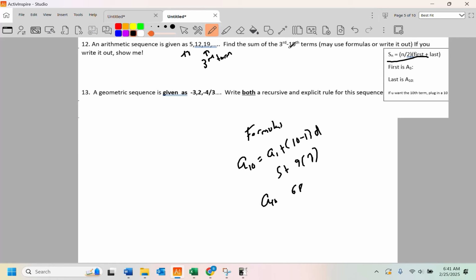Now, you talk about third through 10th term, there's not 7 terms, there's 8. N is 10 minus 3, add 1 back. There's 8 things. So the sum of 8 things is 8 over 2 times the first term, which is 19, plus the last term, which is 68. Let's see, that's going to be a 4. I lost my place here. 87, I think.